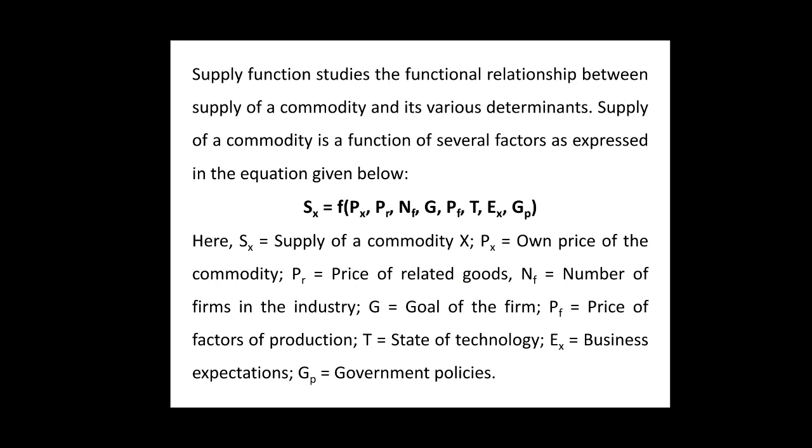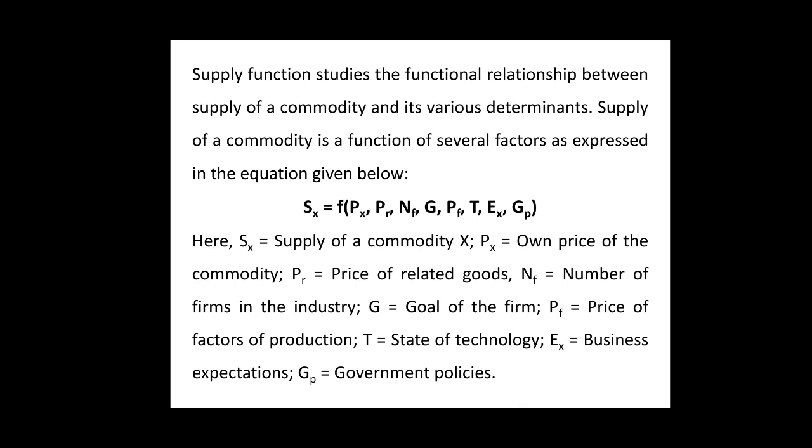equation given here. The equation is Sx is a function of Px, Pr, Nf, G, Pf, T, Ex, and Gp. The equation states that supply of a commodity X, that is Sx, which is a dependent variable, is a function of own price of the commodity, that is Px, price of related goods, that is Pr, number of firms in the industry, written as Nf.